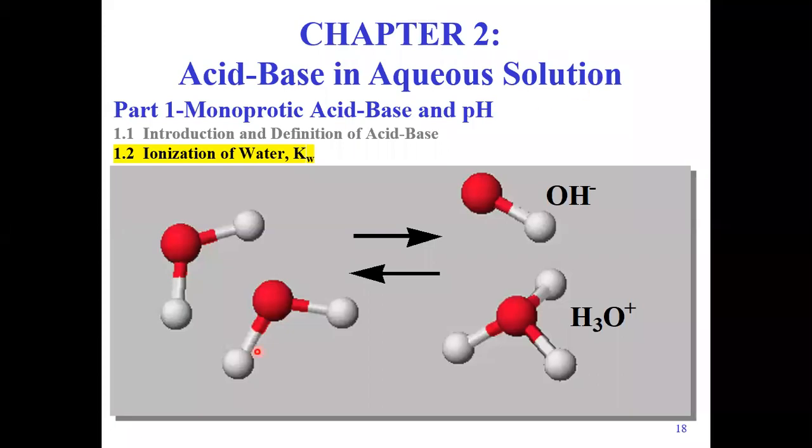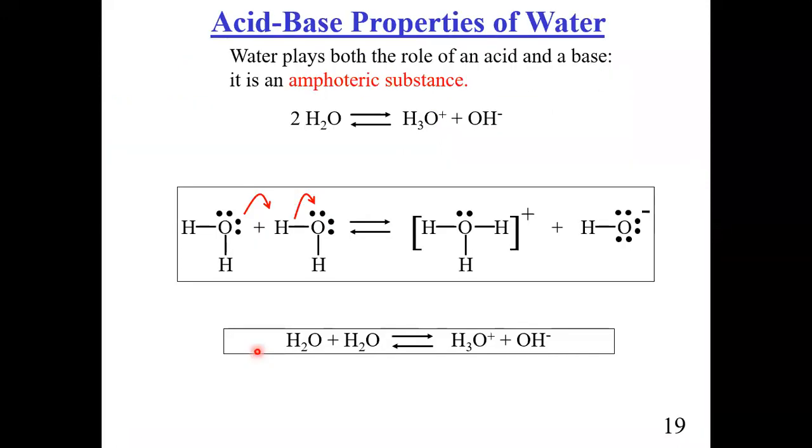Okay, we're now going to look at part 1, section 1.2, about the ionization of water and its Kw. Now, water has its own acid-base properties. Water can act as an amphoteric substance. What do we mean by amphoteric? We mean that at any one time, it can be either an acid or a base.